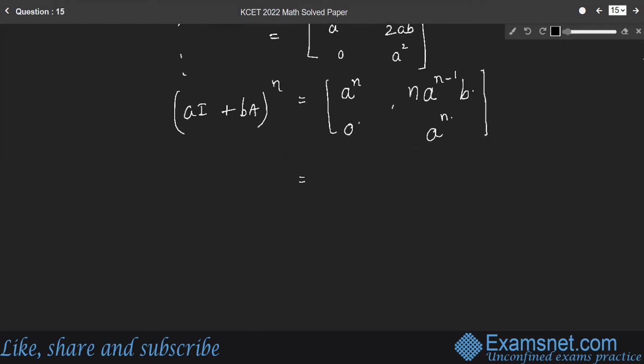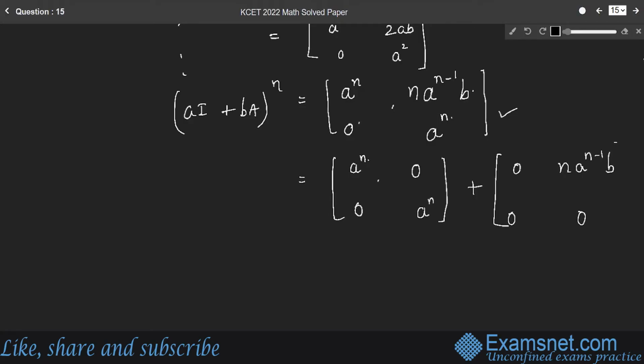Again, we can split this matrix into two matrices. We'll consider a raised to n in the first matrix, and in the second row we'll consider 0 as it is, a raised to n as it is, plus another matrix in which the first element is 0, the second element is n into a raised to n minus 1 into b, the third element will be 0, and the fourth element also will be 0. Therefore, the sum of these two matrices gives the previous matrix. So we just have to split one matrix into a sum of two matrices.